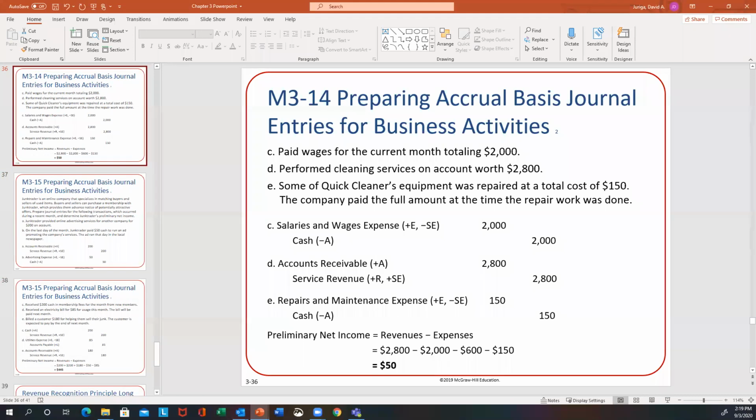All right, next one, looks like you paid wages for the current month. That's just going to be a debit to wages expense and then credit cash. Next one said you performed cleaning services on account. That's going to be an accounts receivable. So debit AR, credit your revenue. Notice you've earned it. Letter E says you have some equipment that was repaired at a total cost of $150. The company paid the full amount at the time, so that's just a cash payment. So on that one, you're just going to debit an expense account and then credit cash.